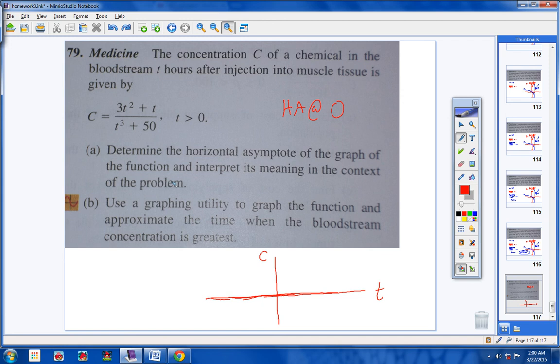So in my grapher, I'm going to go ahead. This is a real tough problem because something's going to happen here during the graph, so please watch carefully. Okay, put 3x squared plus x. Be sure and put parentheses around that whole thing, and then divide it by, and then parentheses, x cubed plus 50. Now, before you hit graph, let's go to our table and take a look, okay?